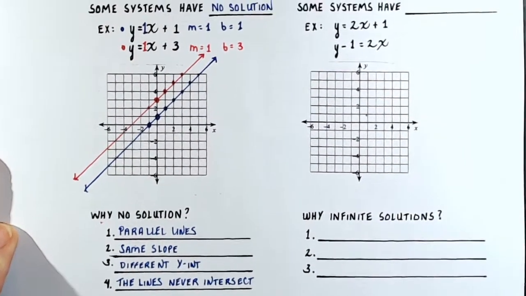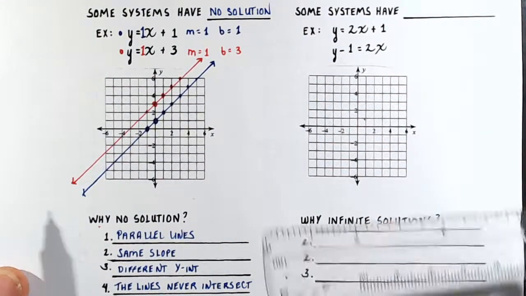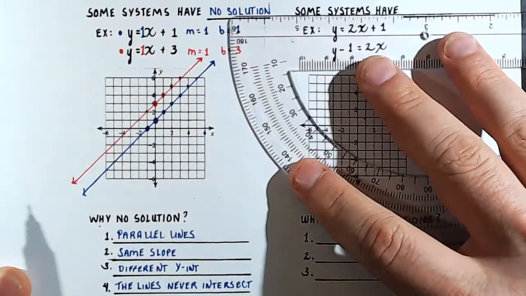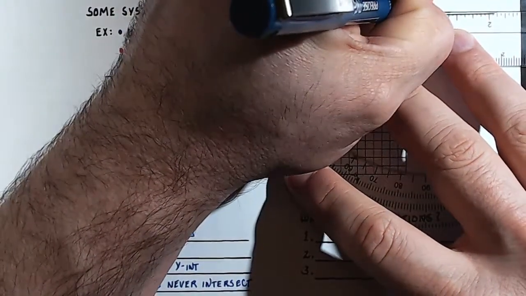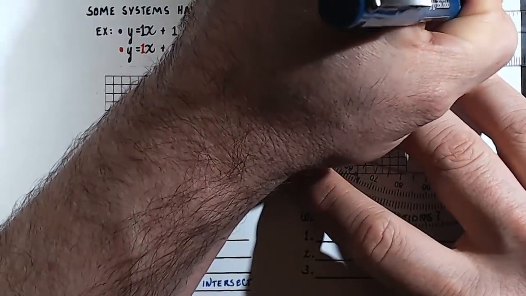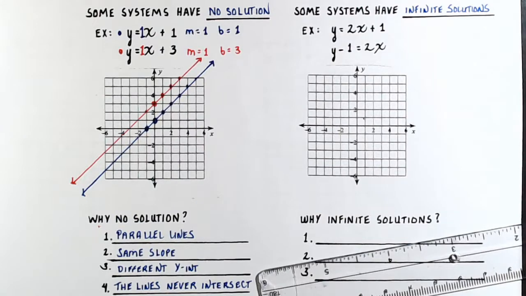So if you're still writing that down, people who are ahead can start taking a look over here. And I'll just let you know that this one's going to say some systems have infinite solutions. Let me just write that and then I'll move my hand. Infinite solutions. Okay? Take a look at these lines here. You're going to have to do something to the second equation.